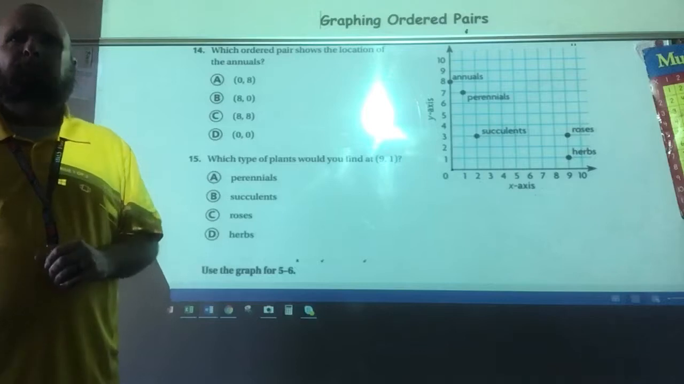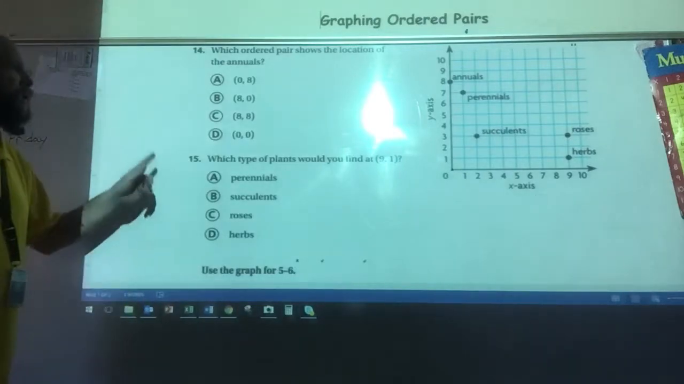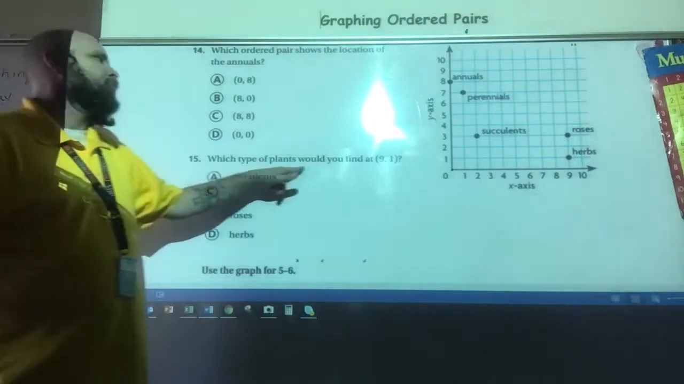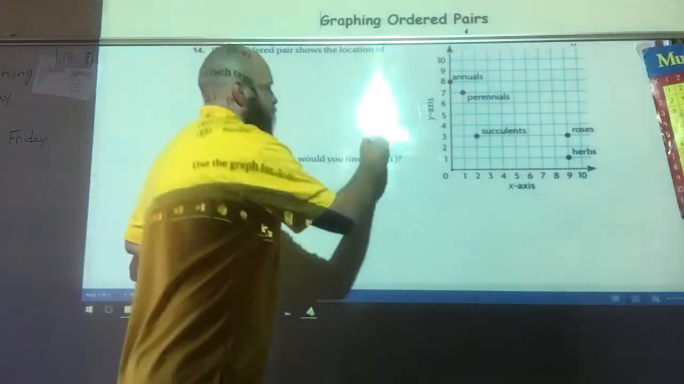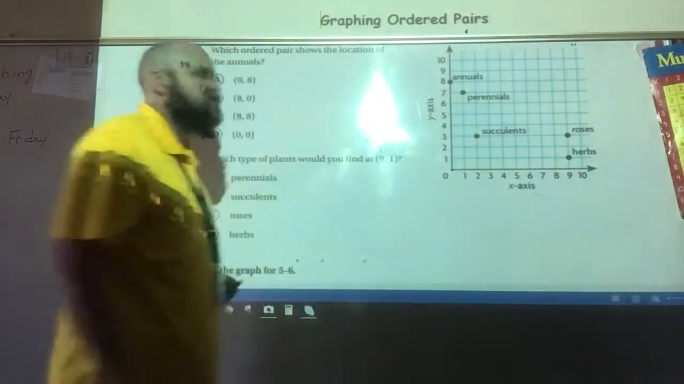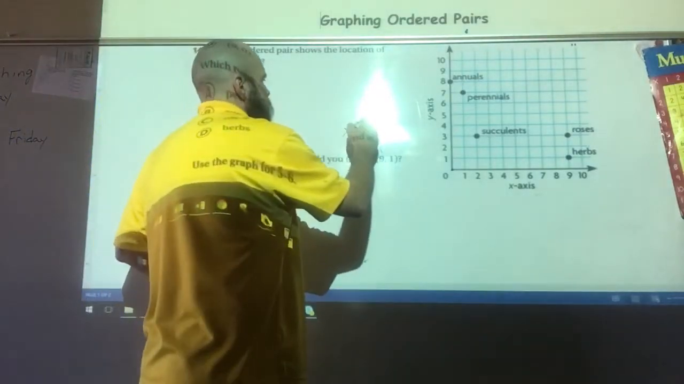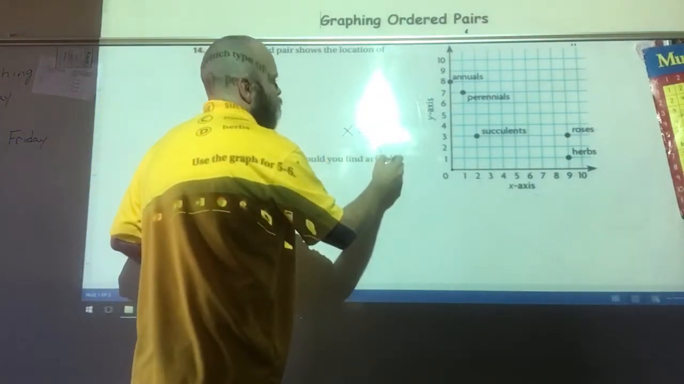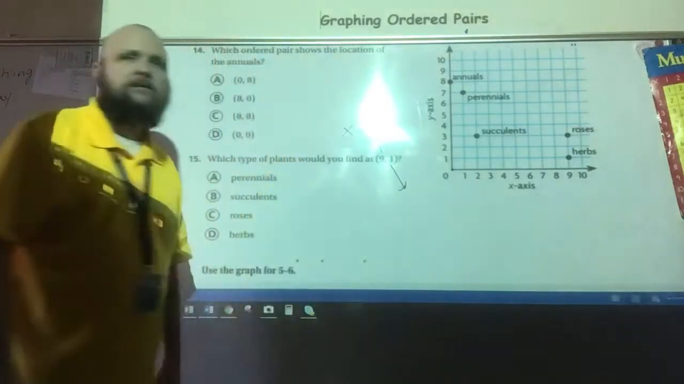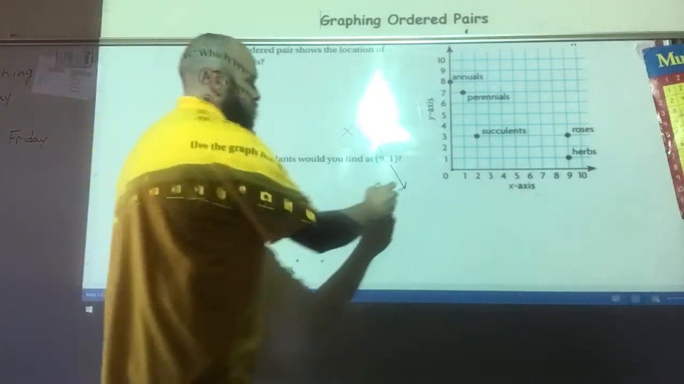Lainey? Can I answer the next question? Well, let's look at it first. Which type of plants would you find at 9, 1? 9 goes which direction? Axis. X-axis. 1 is on which axis? Y-axis.